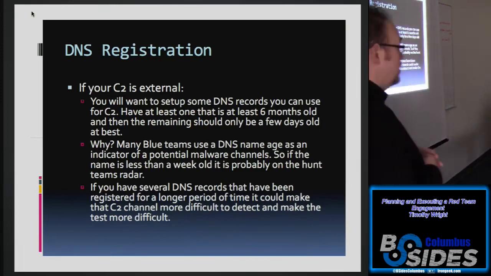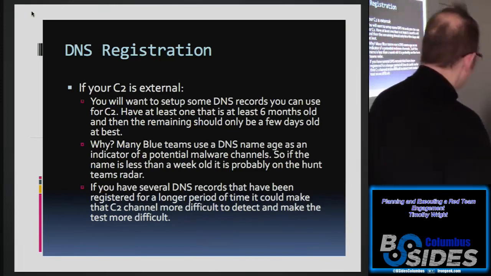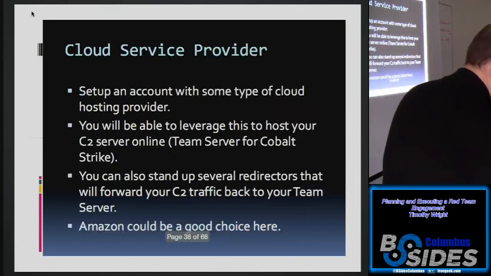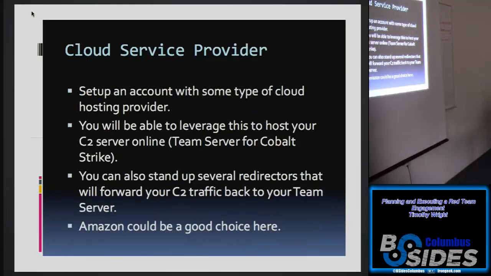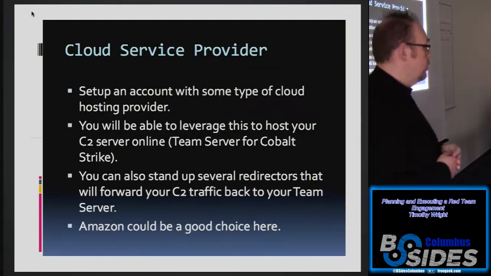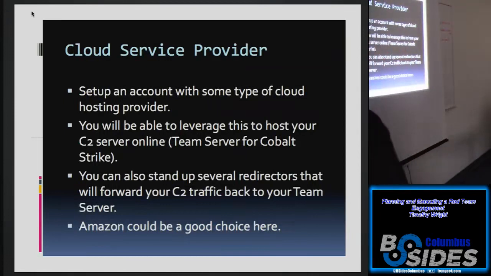So again, setting up your DNS would probably be a good place to start too. And then looking at cloud service providers. So Amazon, I think, is a pretty good choice, but there's a bunch of them out there. Again, setting up your redirectors and your C2, your team server, something that you can spin up some images pretty quickly, pretty cheaply. You're going to want to look at some of that.